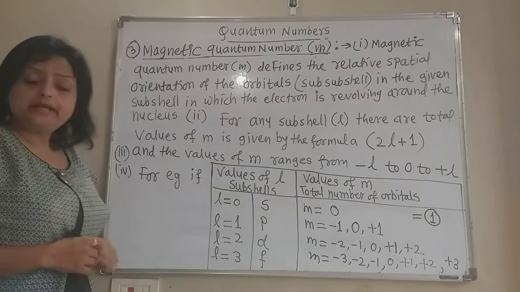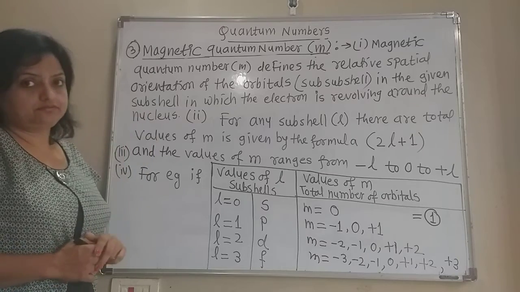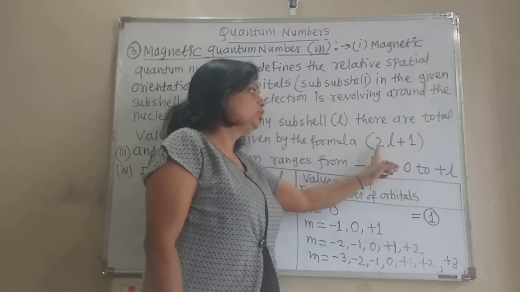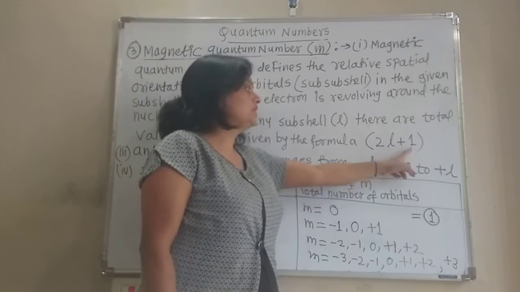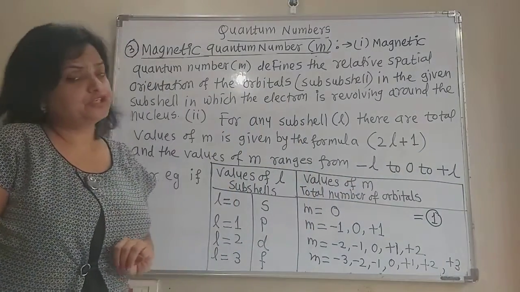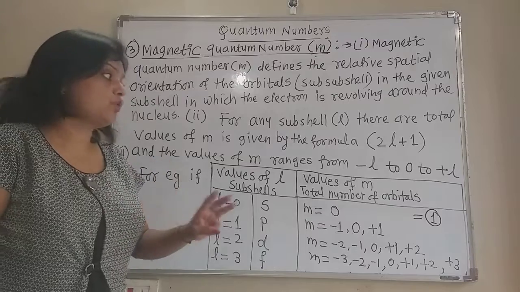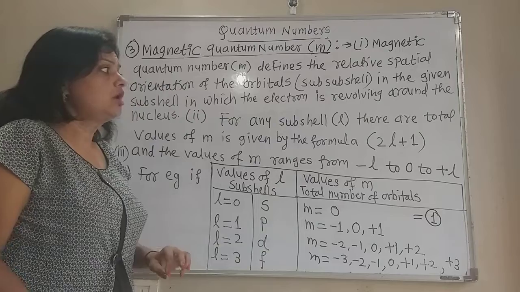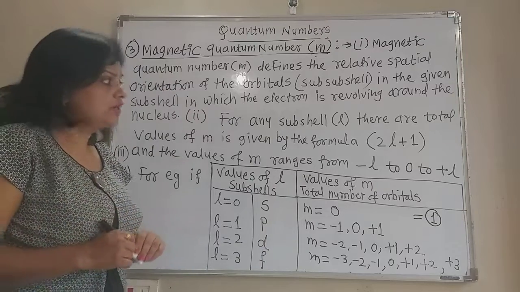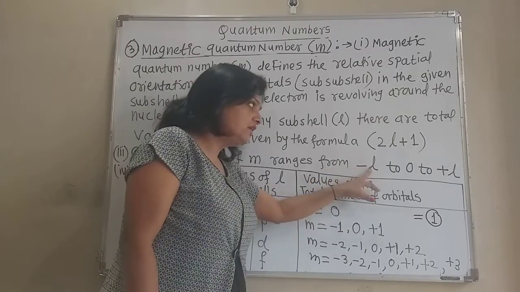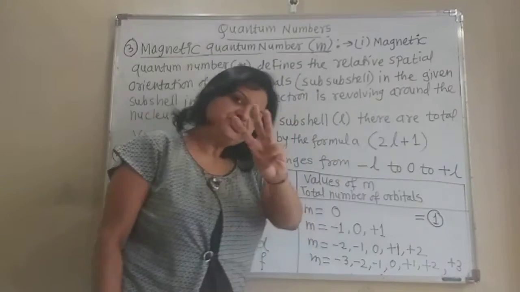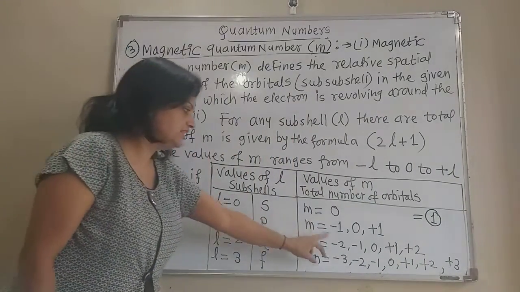Now see, if L is equal to 1, there are 3 orbitals. We calculate that 2 into 1, 2 plus 1, that means 3 orbitals must be there. Now that ranges from minus L to 0, 0 to plus L. So as L is equal to 1, we have minus 1, 0 and plus 1. These are the 3 different values of m. Now see the values of m.